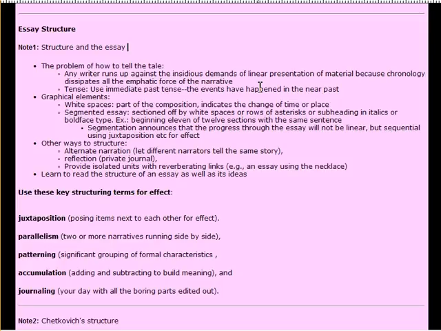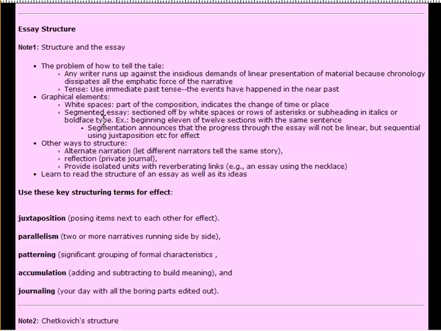You have to, of course, build scenes and create character and all those sorts of things too, but structure is one of the main ways that you make your essay dramatic, so your reader will want to read it. Okay, and you should use the immediate past tense. The events that you're narrating should appear to have happened just yesterday or last week, not in the distant past.